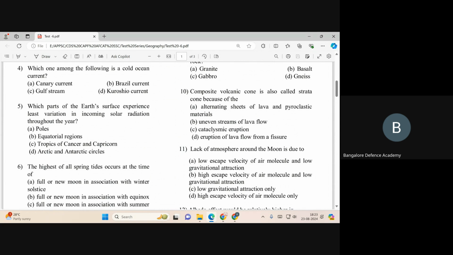So what you can observe is there is the most variation at the poles. But if you see the equatorial region, it is mostly the same. That's why the least variation will be at the equator, because the sun is always moving between the Tropic of Cancer and Tropic of Capricorn. Understood or not? So next one, question number 10.